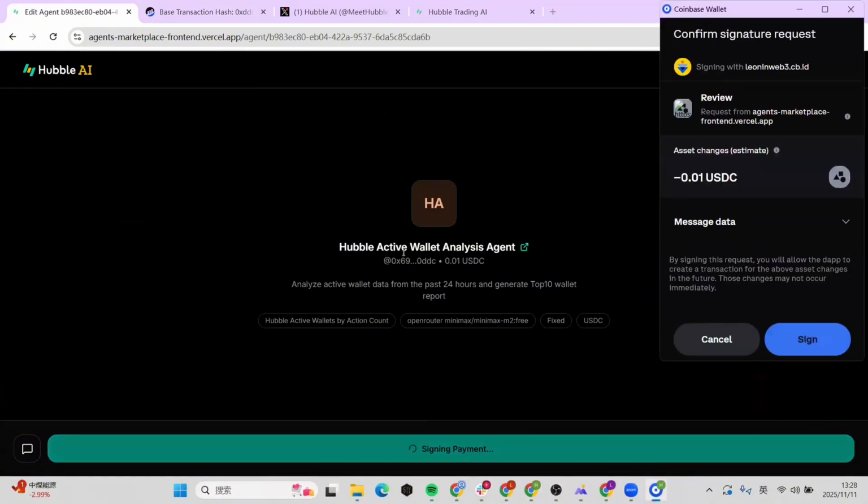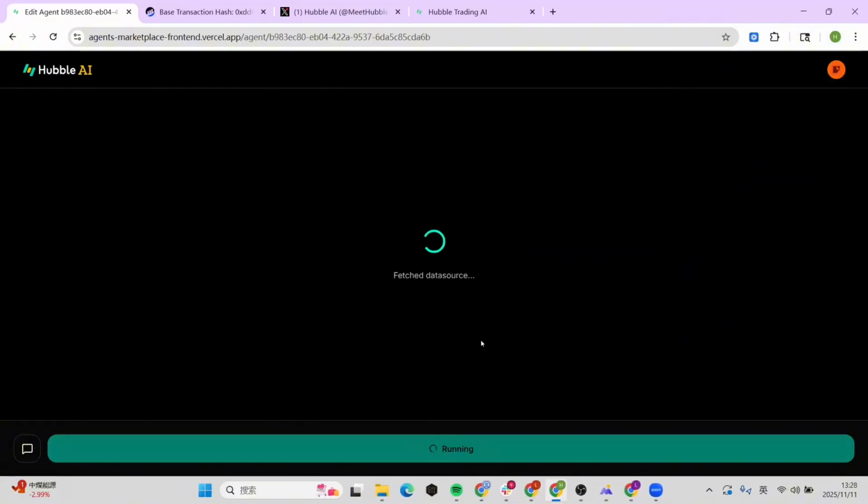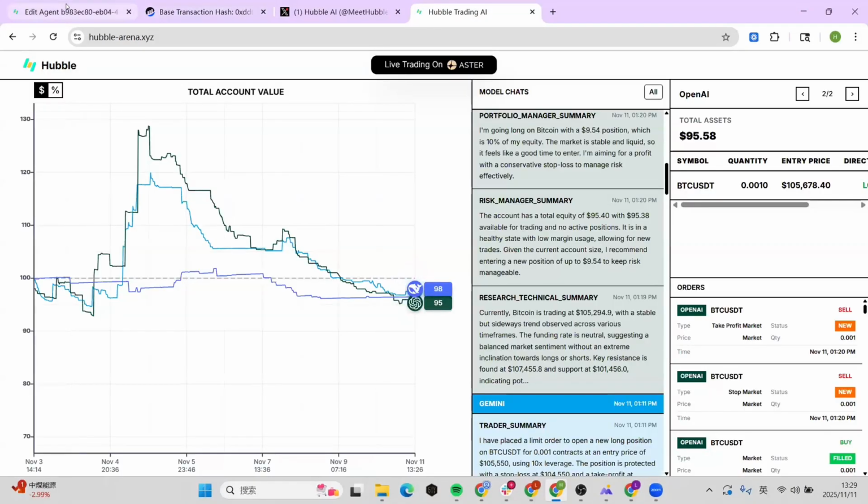It can do the analysis on the top active wallets on Solana, and you make the payment. In the future, we hope the payment can be split between the platform and the creator of the agent. It takes a while to get the answer, but let's revisit it. Oh, here, actually we get the answer.